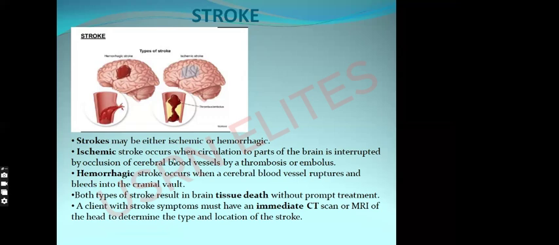Talking about ischemic stroke, it occurs when you have a blockage, or it occurs when circulation to parts of the brain is interrupted by occlusion of cerebral blood vessels, by thrombosis or embolus. So we have this picture here to guide us. Looking at this, you see we have hemorrhagic stroke here.